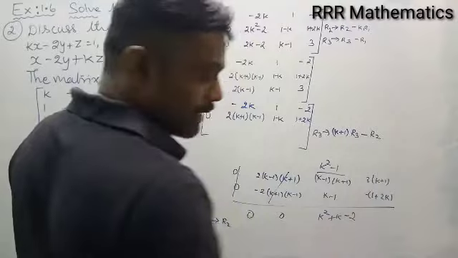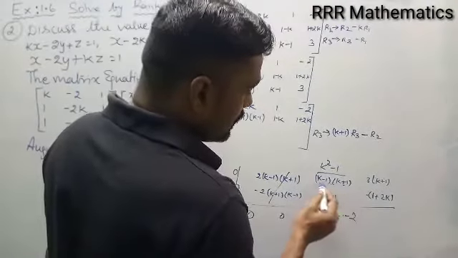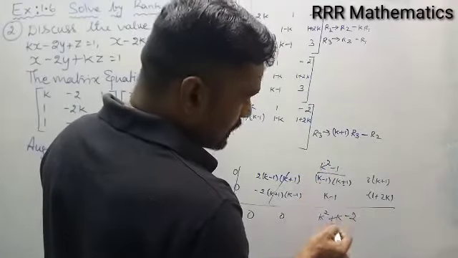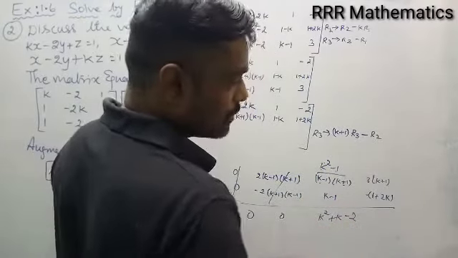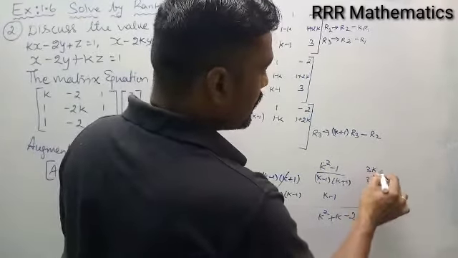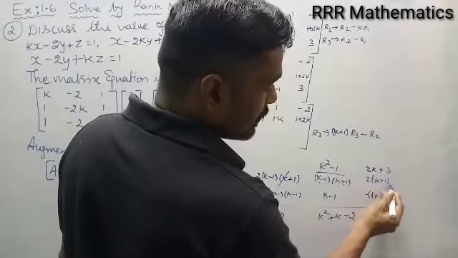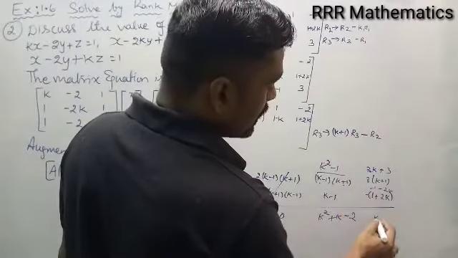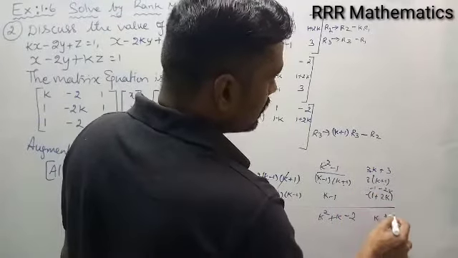Minus 1 minus 1 minus 2. See, K plus 1 into K minus 1 is K square minus 1. So, K square plus K minus 1 minus 2. This is 3K plus 3. Multiply 3K plus 3. It will be minus 1 minus 2K. 3K minus 2K, 1K. 3 minus 1, 2.